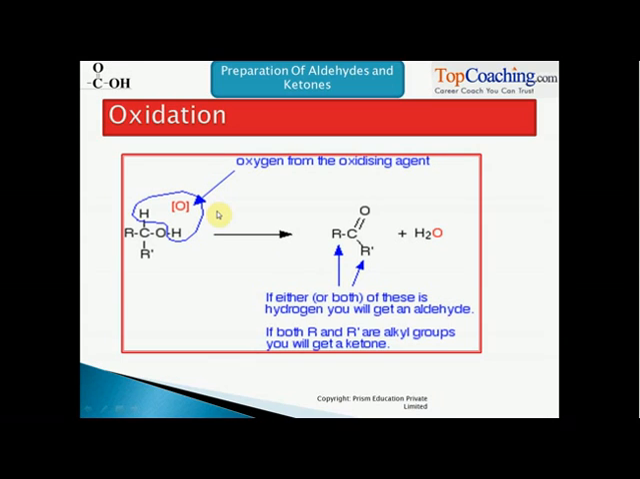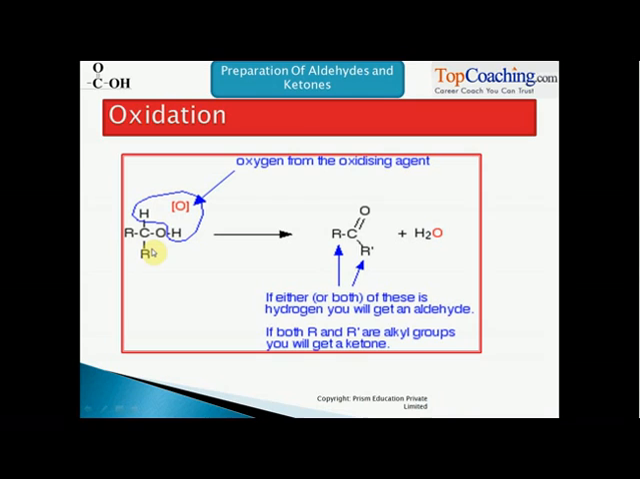So let's see how oxidation of alcohol happens. When this oxygen atom from an oxidizing agent comes and attacks the alcohols, this water molecule gets separated and this is what we get, RCOR, right?